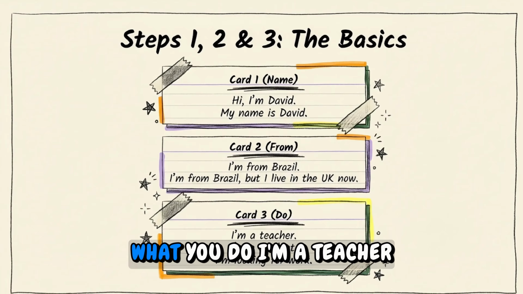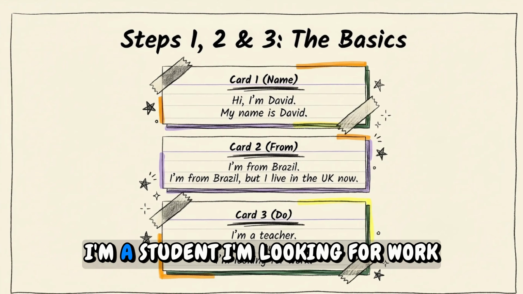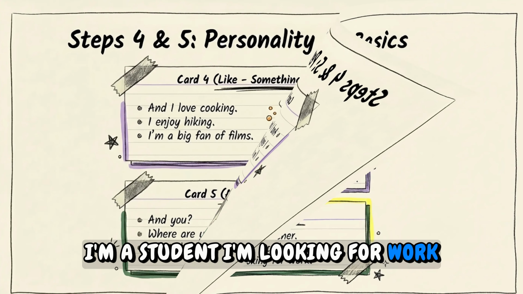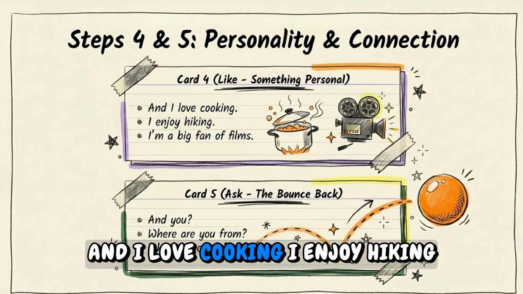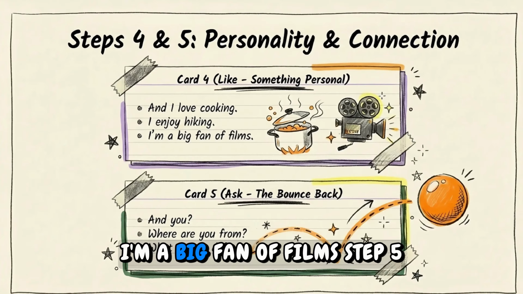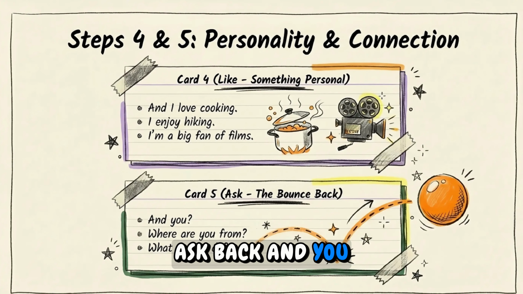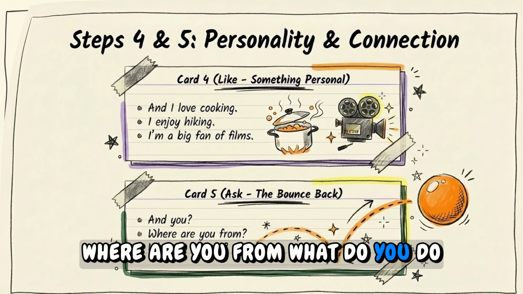Step 3. What you do. "I'm a teacher." "I'm a student." "I'm looking for work." Step 4, something personal. "I love cooking." "I enjoy hiking." "I'm a big fan of films." Step 5. Ask back. "And you? Where are you from? What do you do?"